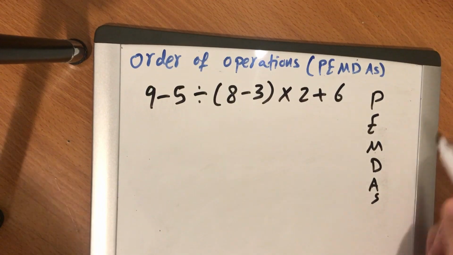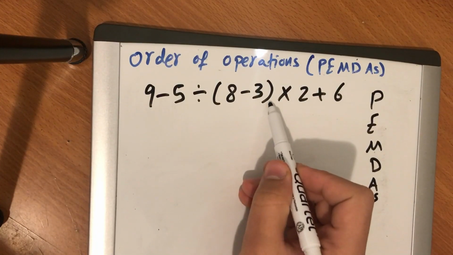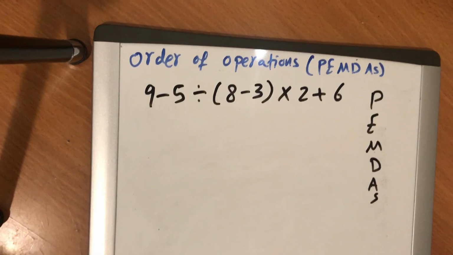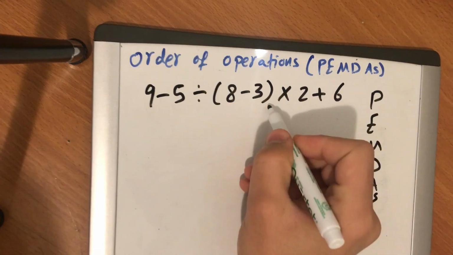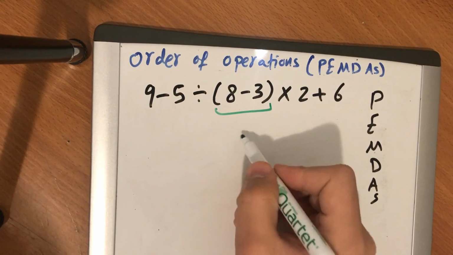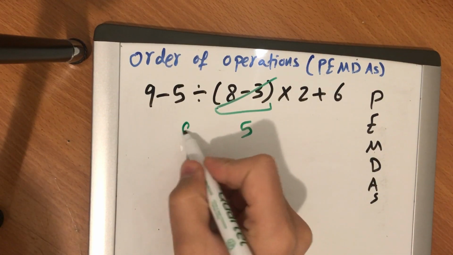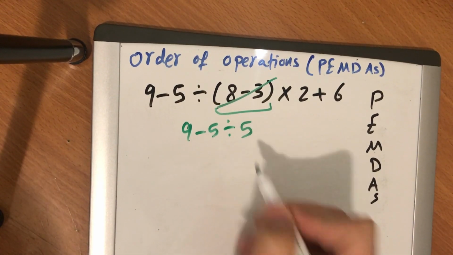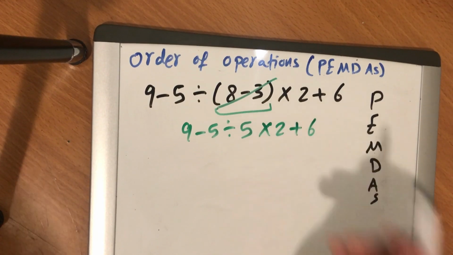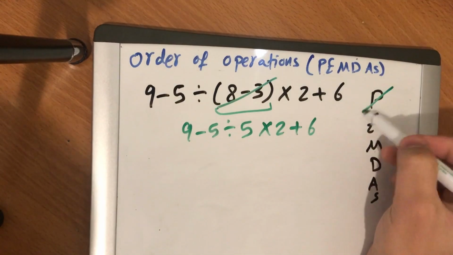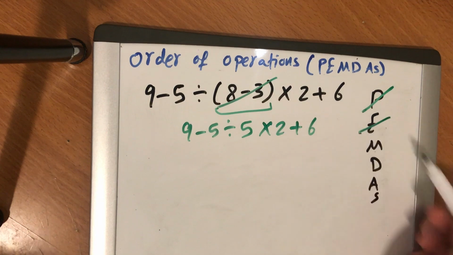Now let's go quickly write this here. PEMDAS. P is parentheses. Let's get this done. So 8 minus 3 will give us a 5. This is gone. Let's print down everything else. 9 minus 5 divided by that times 2 plus 6. Now parentheses are gone. Exponents, I don't have any.